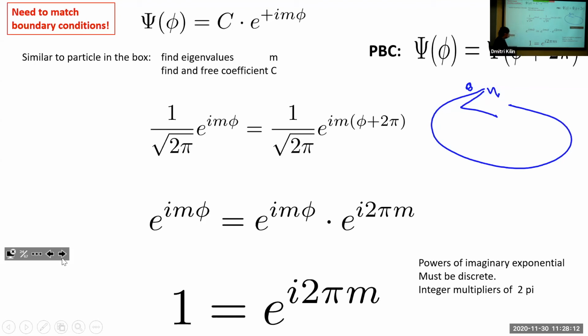Now, which values of m will serve as a solution to this equation? Like what if I take m equals 1/2? What will happen? i pi, e to the power i pi, or what is it?